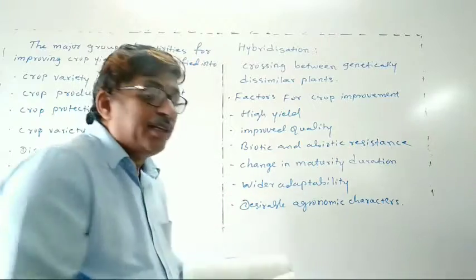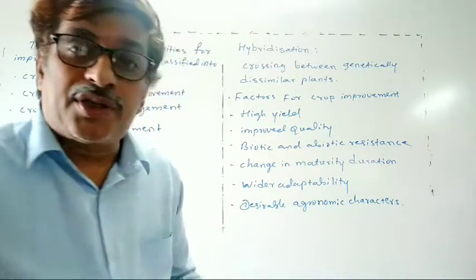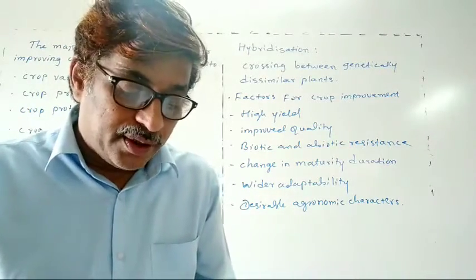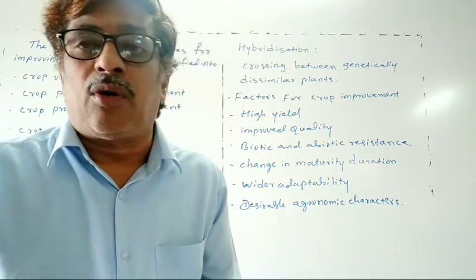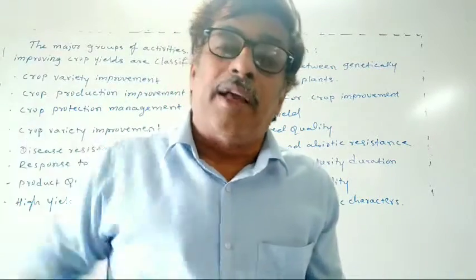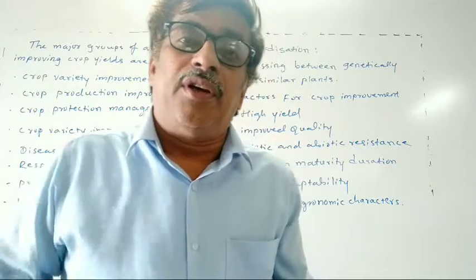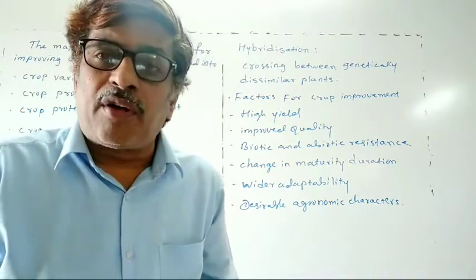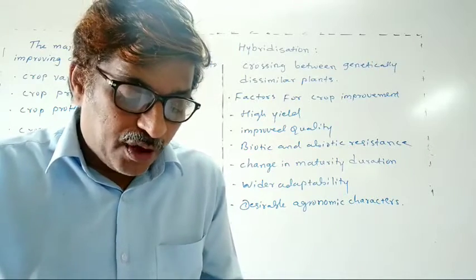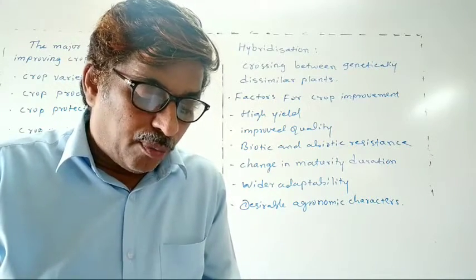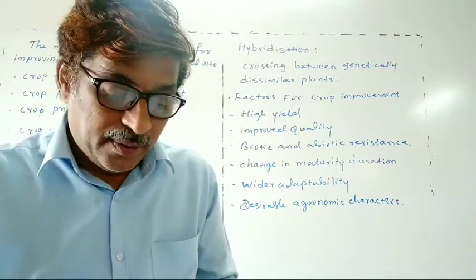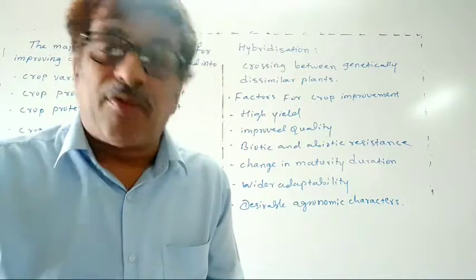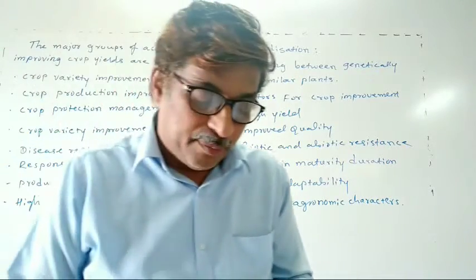And next one is change in the maturity duration. Change in the maturity duration means a shorter duration of the crop. See, some of the crops will take a longer time, 6 months or a year. Here, the short duration is within 2 months, so the farmer will get a benefit also. The shorter the duration of the crop from sowing to harvesting, the more economical is the variety. So this is more economical for them.